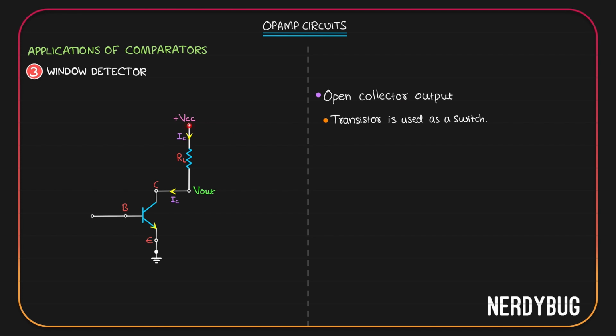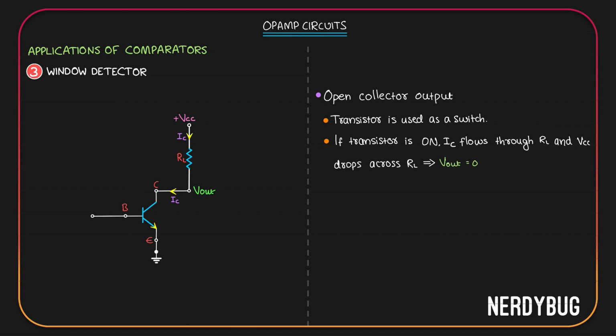Out of plus VCC, all of it will be dropped across RL and V out will be 0. If the transistor is on, IC flows through the load resistor and all of VCC drops across RL, which means final output will be 0.